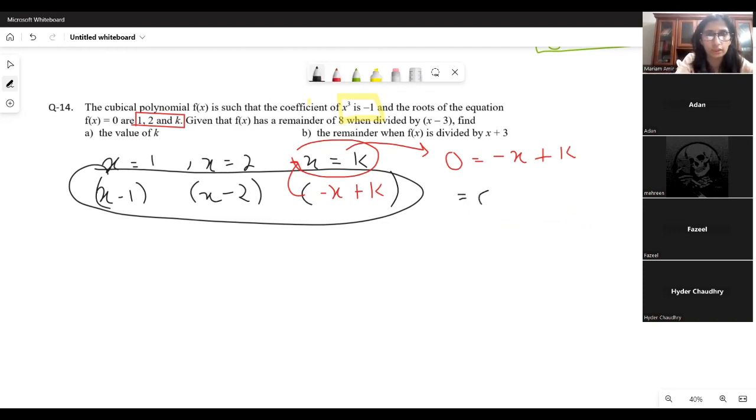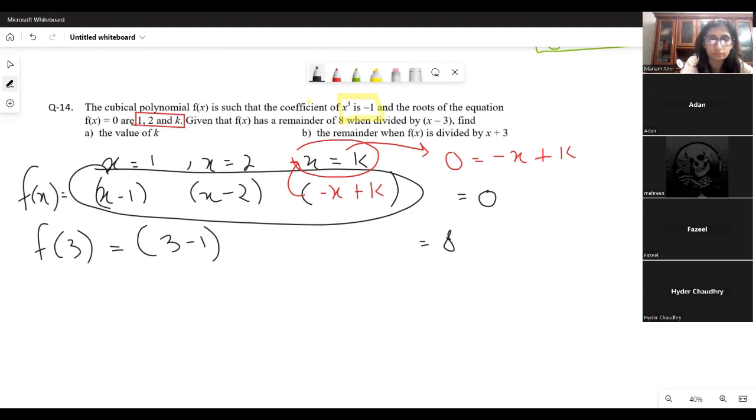Given that f(x) has a remainder of 8 when divided by x minus 3. What does that mean? Remainder theorem से हाँ. मतलब कि अब f(3) equals 8. Yes. Now we're going to write f(3) equals 8. Substitute 3 instead of x. 3 minus 1, 3 minus 2, minus 3 plus k, and give me the value of k from here. 7. 7 आता है, बाकी भी कर लें.